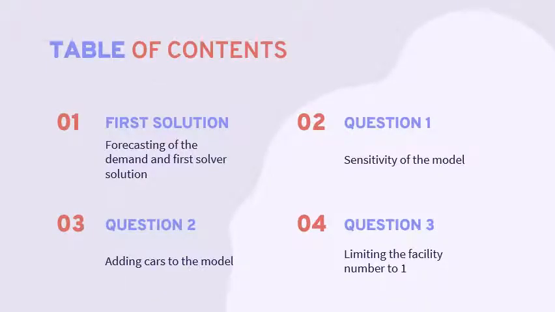Now, the table of contents for our presentation would be first, the first solution, which will be the forecasting of the demand and first solver solution. Then we'll proceed to question 1 related to the sensitivity of the model. Then we proceed to question 2, which would be adding cars to the model, and finally to question 3, which is limiting the facility to 1.